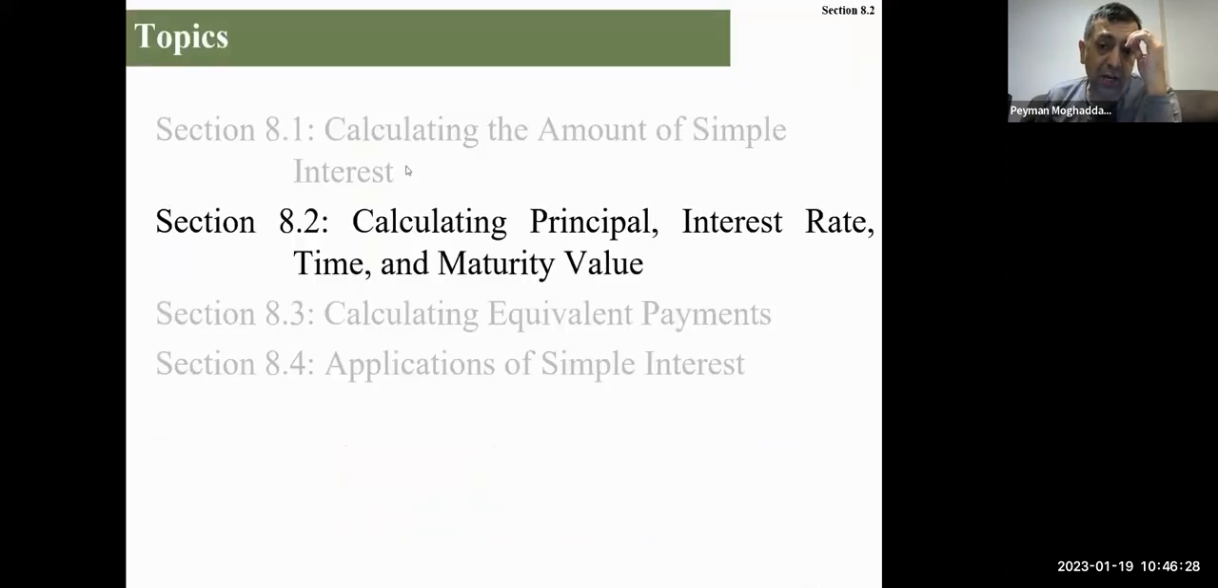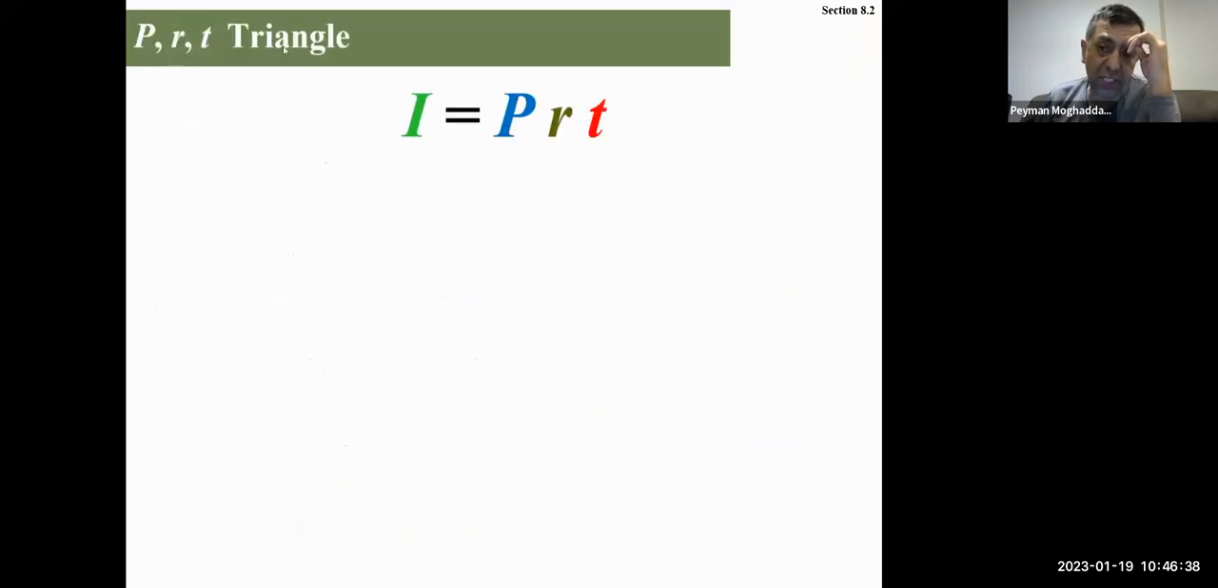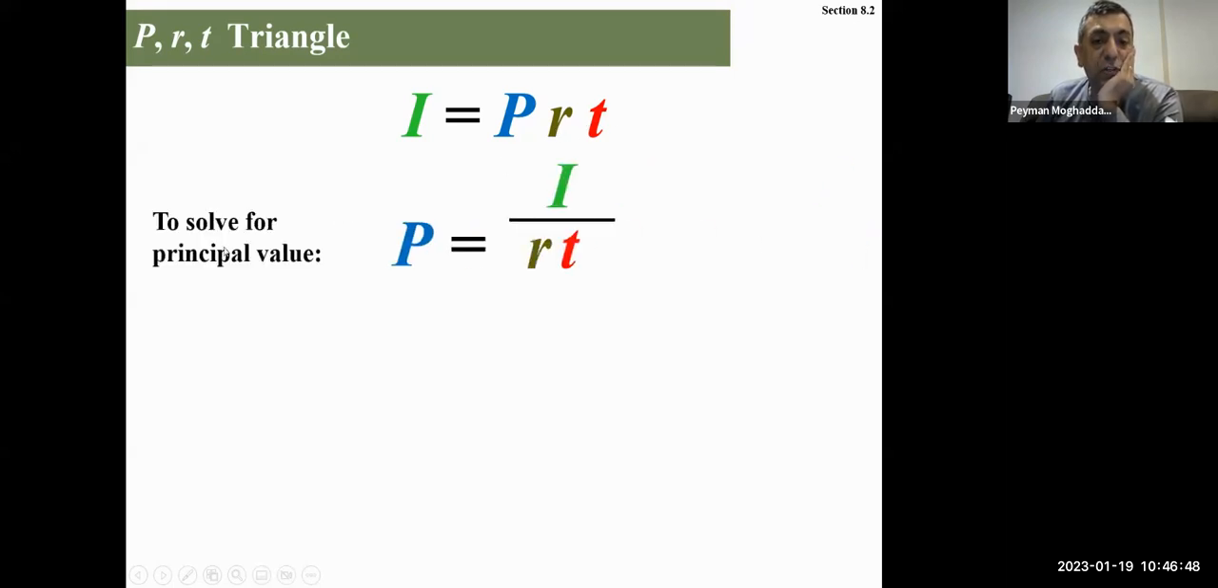Okay, so now we're moving to another subject, which is calculating principal, interest rate, time, and maturity value. So we learned how to calculate the interest, right? Interest is going to be principal multiplied by rate multiplied by time, and we have to make sure that rate and time are in the same unit.